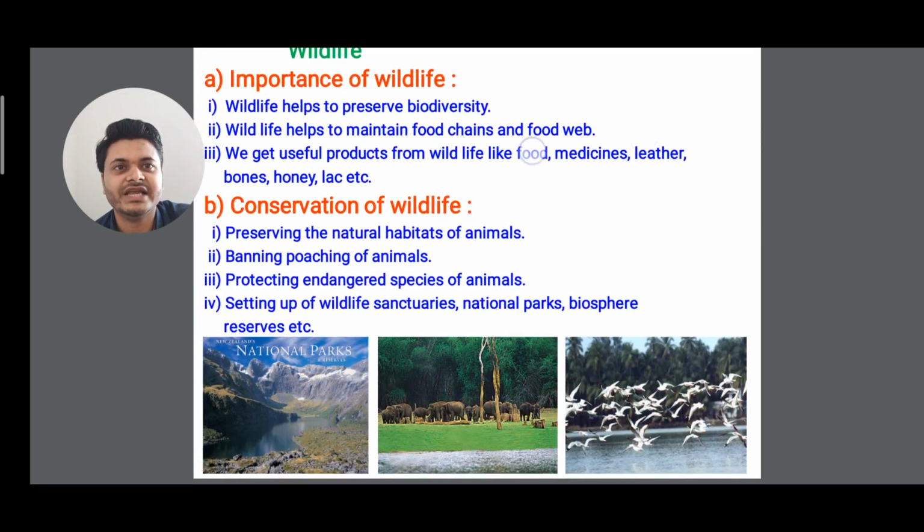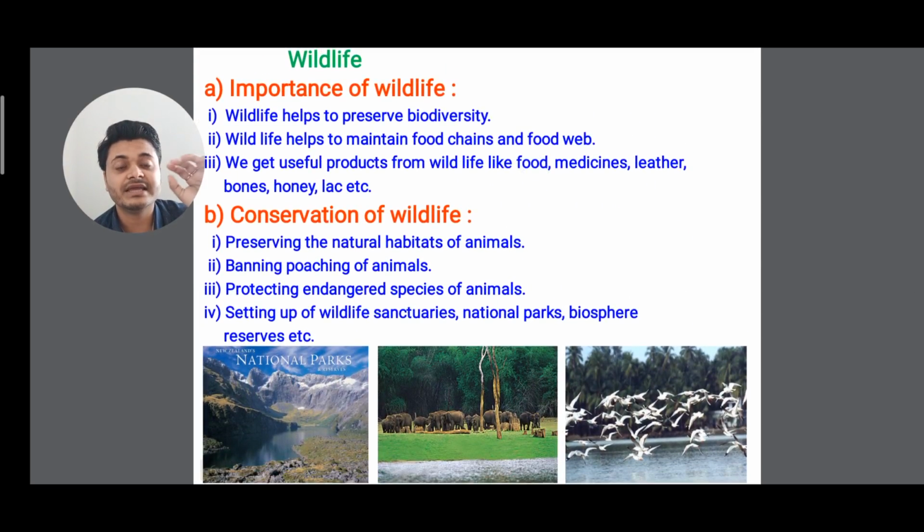Next we have wildlife. So what is the importance of wildlife? Clear. First, wildlife helps to conserve biodiversity. Wildlife helps to maintain the food chain and food web. Third point is we get useful products from wildlife like food, medicine, leather, honey, bones, etc. Clear? So these are the importance of wildlife.